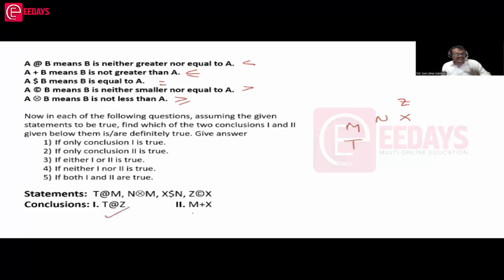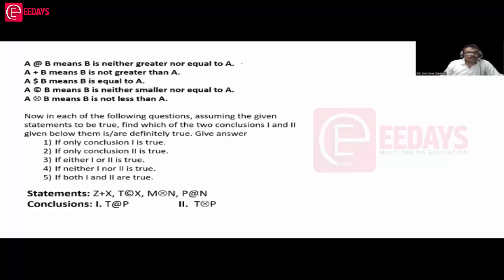M + X: M is less than or equal to X. Is it valid? Yes. There is a diagonal line in between N and X and a horizontal line in between N and X. Here M is in the lower position, so M is less than or equal to X. Here both 1 and 2 are valid. Option 5 is the correct answer. Right?